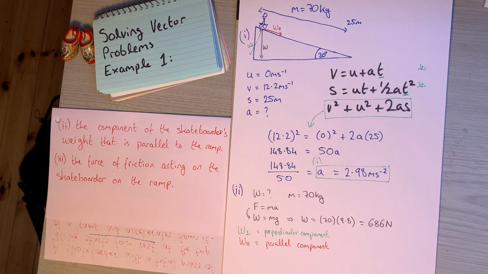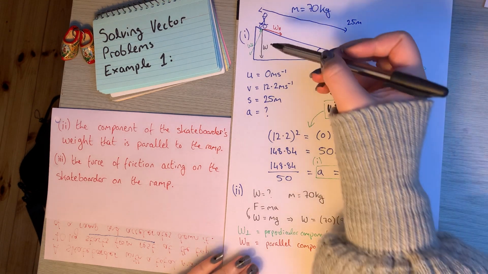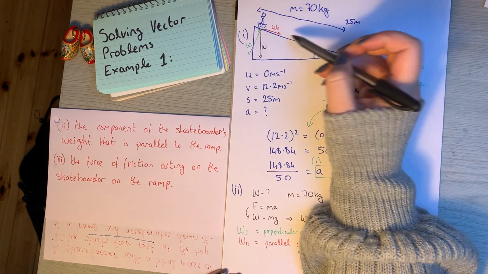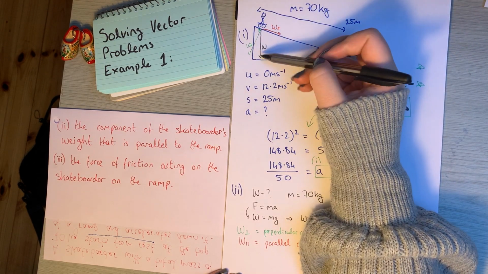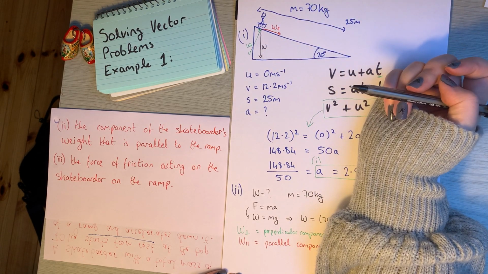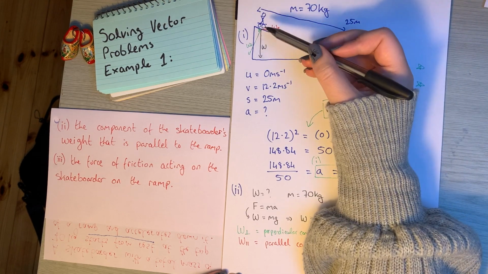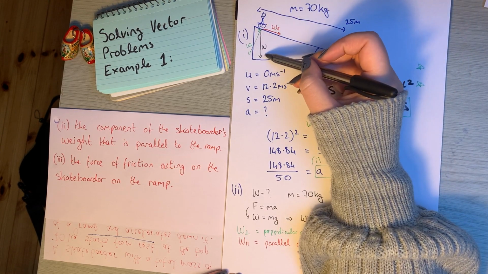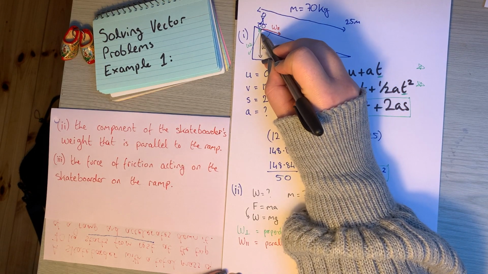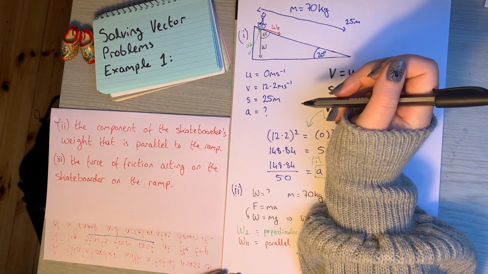Okay, now you'll notice here that if you look at this triangle, the one formed by his weight and the rest of the ramp, this is at right angles here. And there's 180 degrees in a triangle. So that means that 20 plus 90 must leave me with 110. So that means that this last angle up here must be 70 degrees.